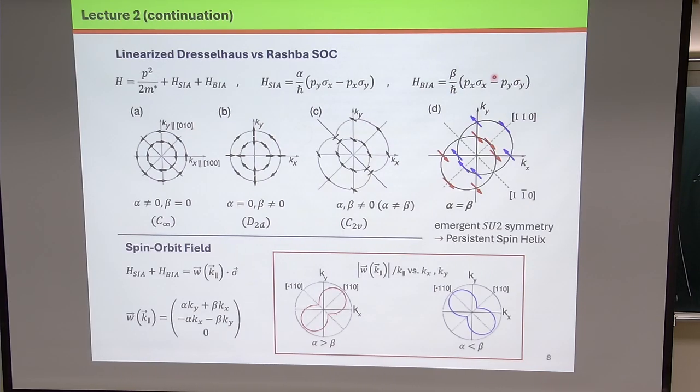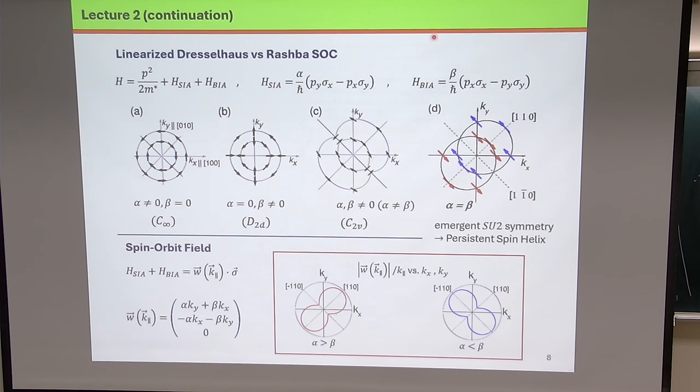Again, one has to be careful with the reference axis here, where x is along 1, 0, 0, y is along 0, 1, 0, and z along 0, 0, 1. This is because if you change the reference axis, this is going to change. Rashba will stay the same because it's rotationally invariant, but this will change.